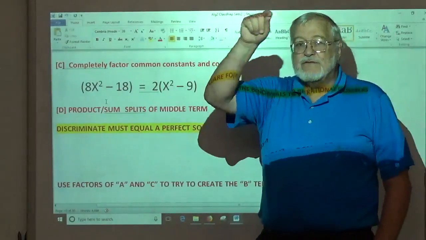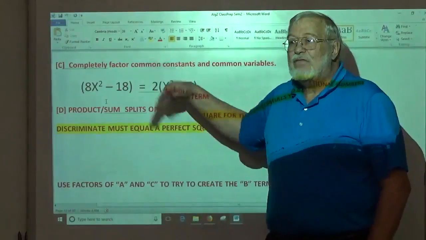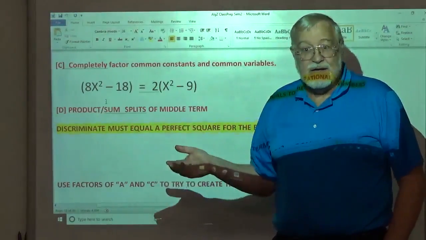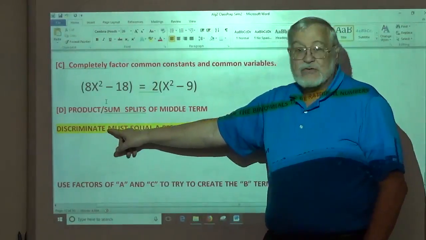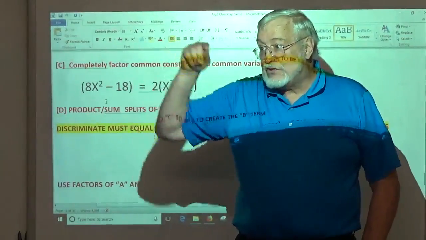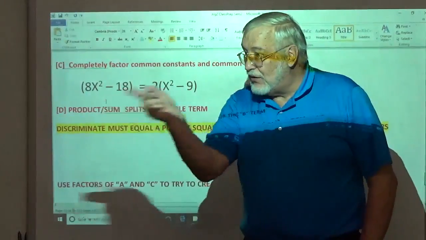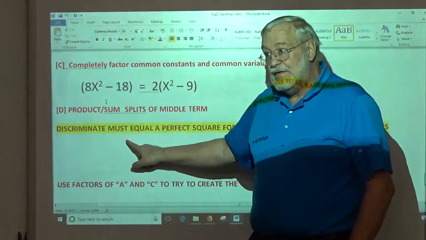If b squared minus 4ac is positive and a perfect square, then you're going to have rational numbers as answers. You're going to have fractions and not decimals. Okay? So, the discriminant, if it's not a perfect square, then you're going to have a square root. It'll be negative b plus or minus the square root of something all over 2a. Right? And what happens if it's negative?